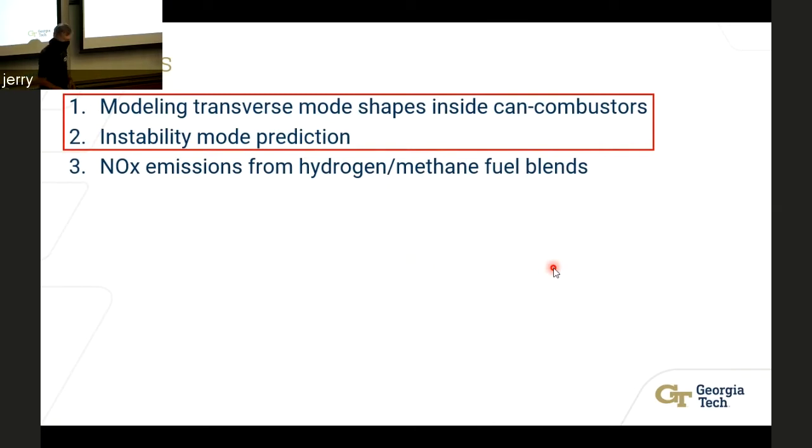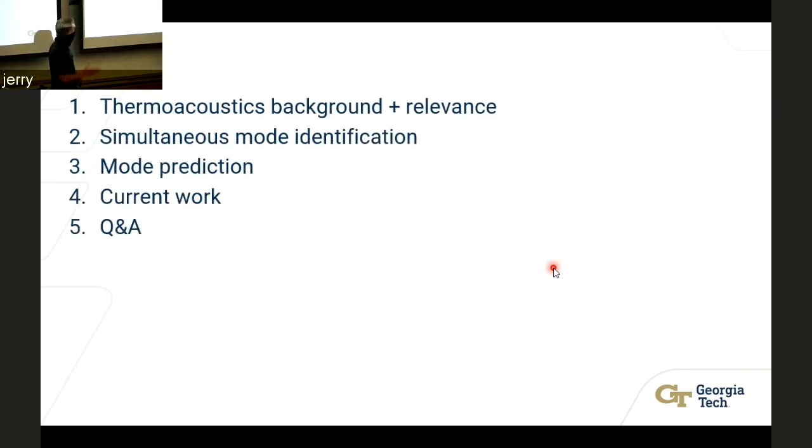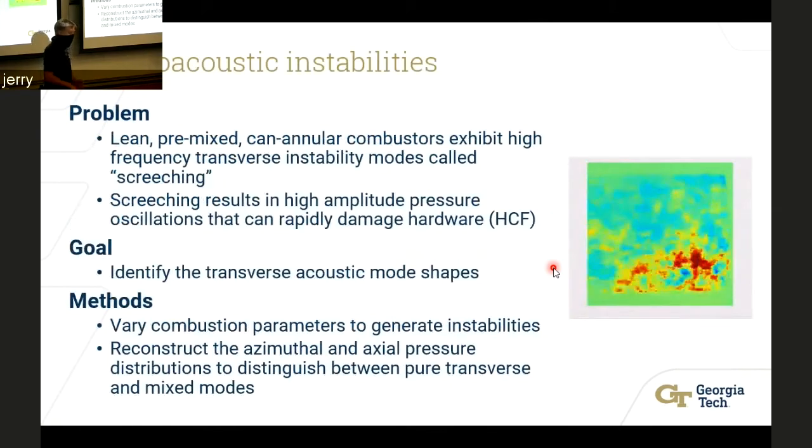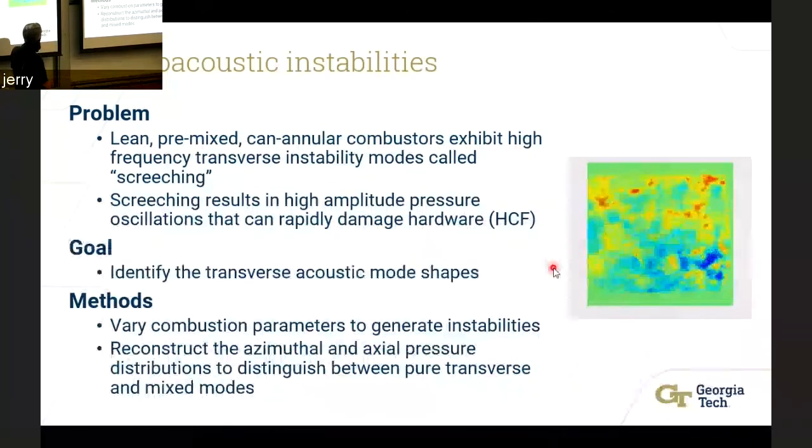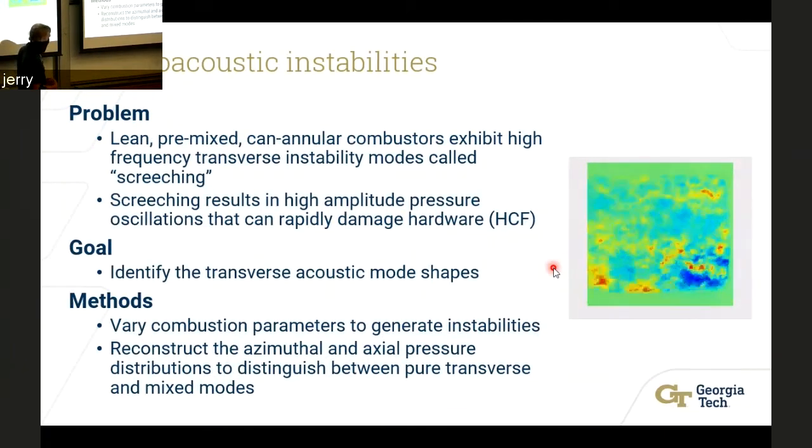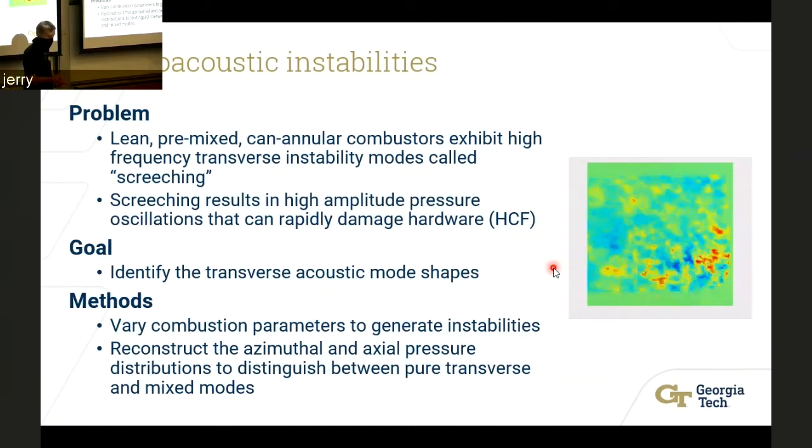effects in the environment. So again, briefly today, I'll just be walking through a small background on thermoacoustics, what you need to know so that you're not completely lost in my presentation, going through simultaneous mode identification, mode prediction, and then I'll discuss a little bit on the current work that I'm doing, and then we'll have some time for Q&A.